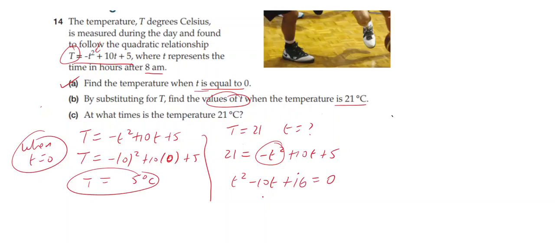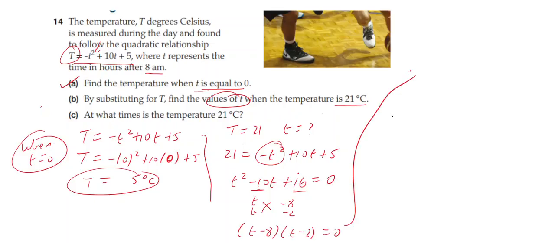Now, I'm going to use cross products to factorize this, because I need to apply the null factor law to solve this. I need two numbers that multiply to give positive 16, but add to give negative 10. So it must be negative 8 and negative 2. So my factorization will be t minus 8, t minus 2 equals 0.